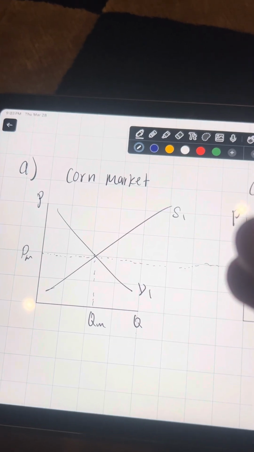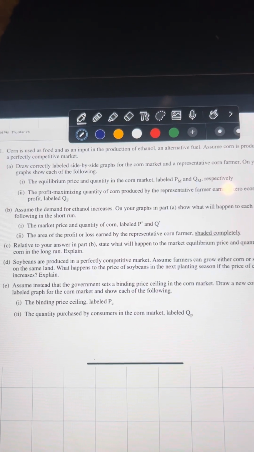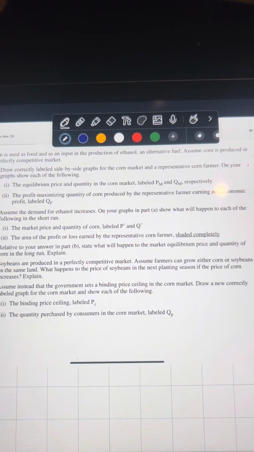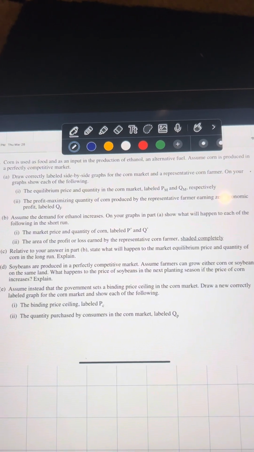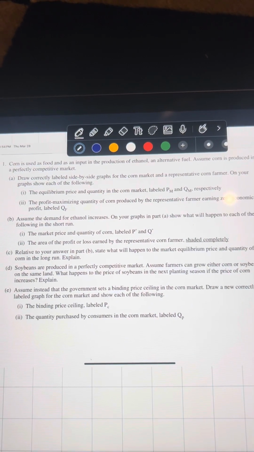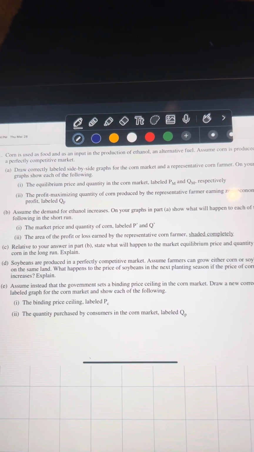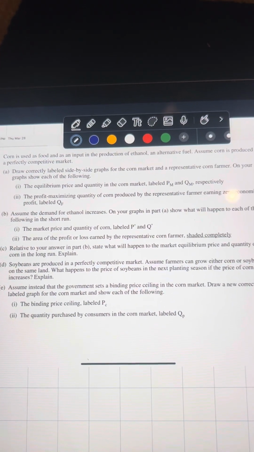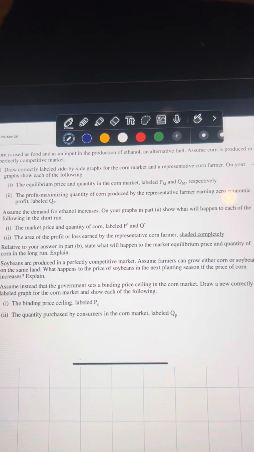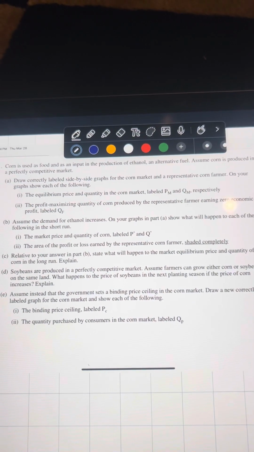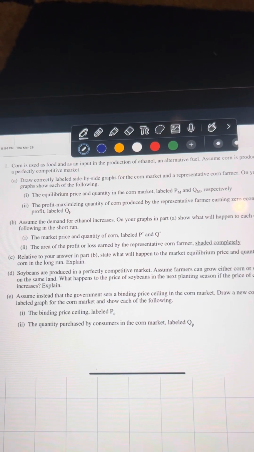So part B of question A, assume the demand for ethanol increases. On your graphs in part A, which we just drew, show what will happen to each of the following in the short run: the market price and quantity, as well as the area of profit or loss, each for the representative corn farmer. And we are gonna have to shade that so it's gonna look kind of like a box. So we're gonna start with the B1 in the market graph.